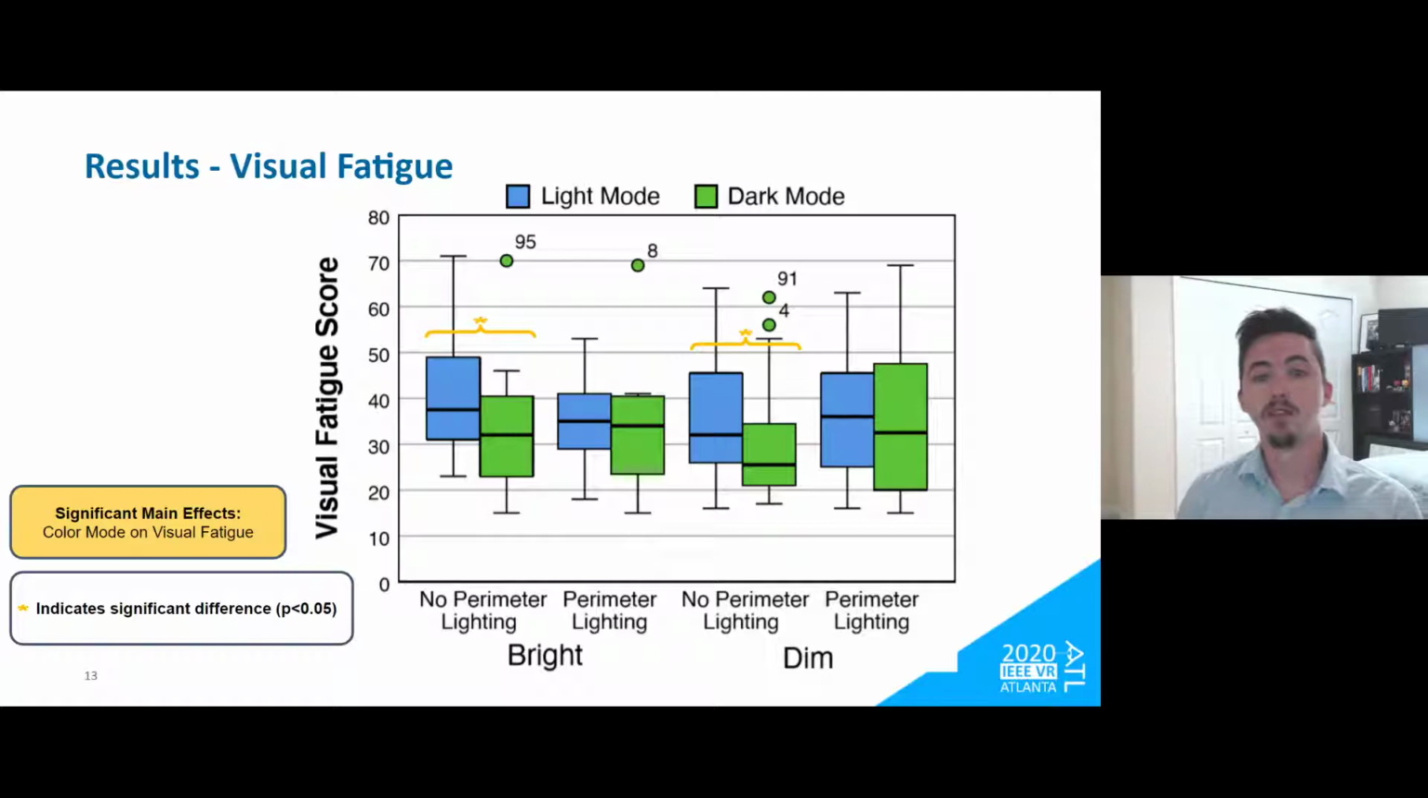We also have these measures of visual fatigue, and these were more straightforward. What we found is that color mode does have a significant effect on visual fatigue scores. So when we look at this chart, you want these scores to be less. Less means less eye strain, whereas more means more eye strain. So when we compare our light mode and dark mode columns here, we see that across the board, dark mode does tend to have lower visual fatigue scores. And then there were significant differences for both conditions in which the perimeter lighting was turned off.